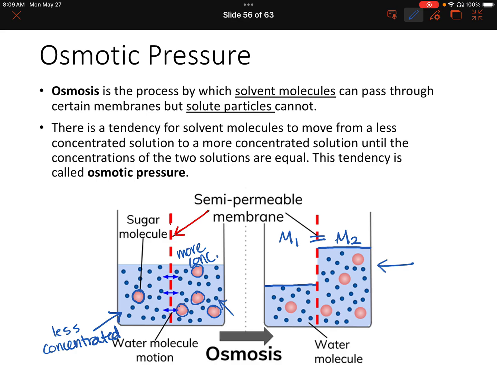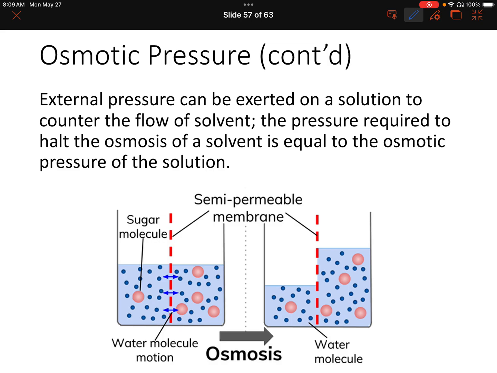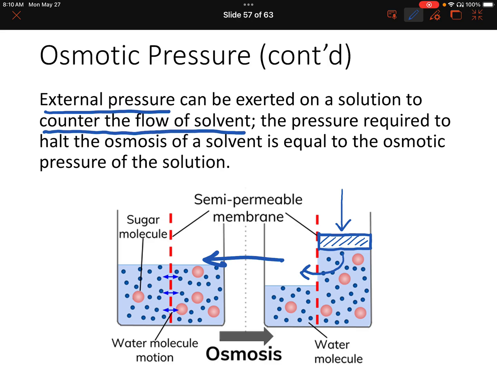Now, what is osmotic pressure? Well, we can consider that in terms of how much pressure we would need in order to go back to the left-hand side. Imagine we have a movable lid here, and the pressure we would need to push this water back through to the left is the osmotic pressure. External pressure can be exerted on a solution to counter the flow of solvent, to stop the flow or even to push it back the other way. The pressure that's required to stop the osmosis is equal to the osmotic pressure of the solution.